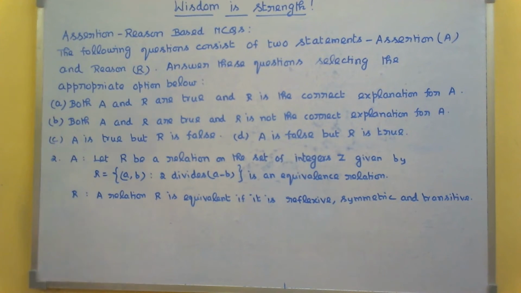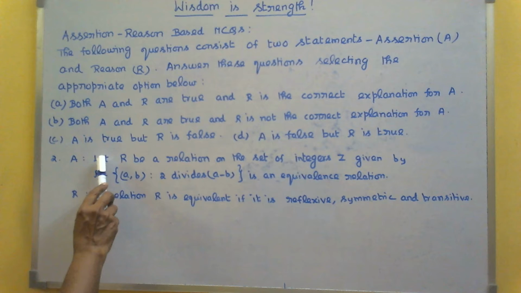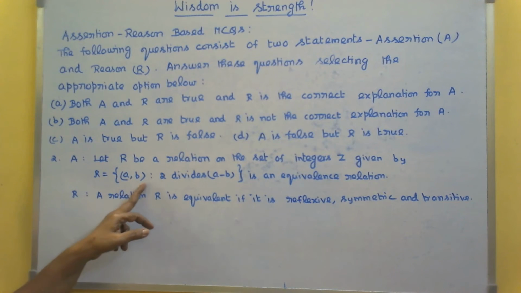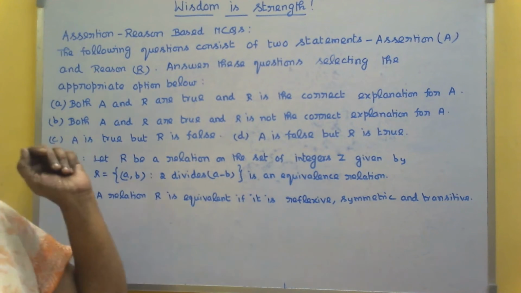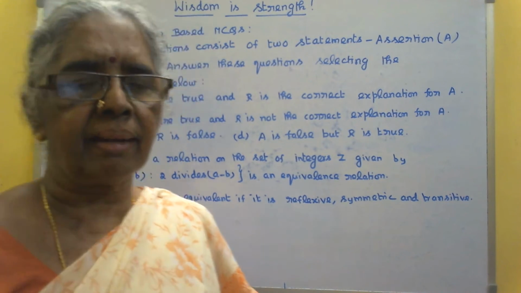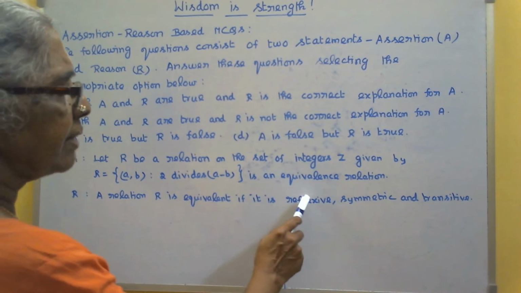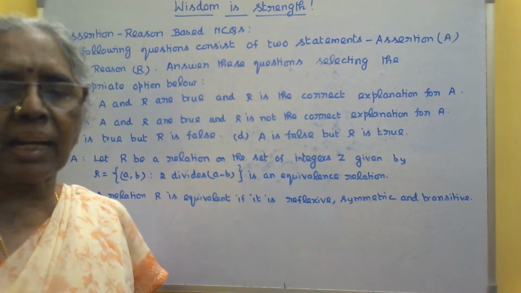The second sum. Assertion: Let R be a relation on the set of integers Z given by R is equal to (a, b) such that 2 divides a minus b is an equivalence relation. The reason: A relation R is an equivalence relation if it is reflexive, symmetric and transitive.